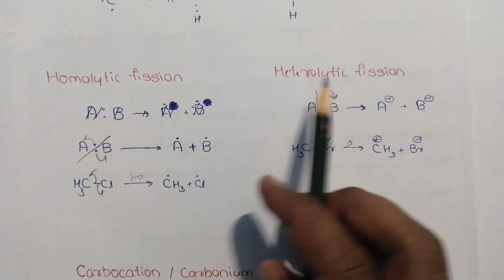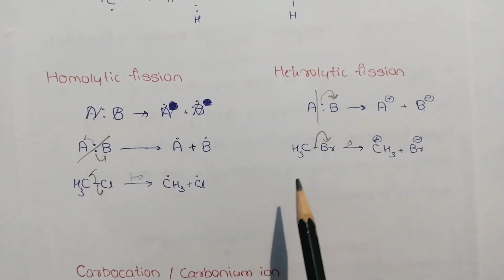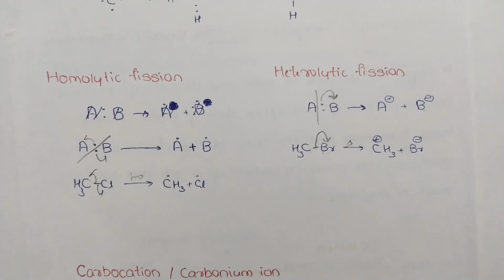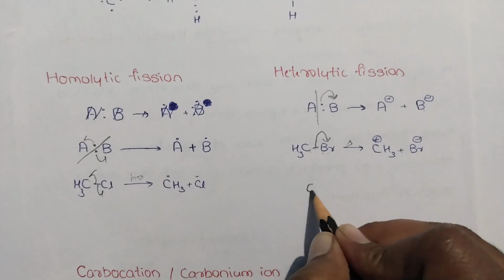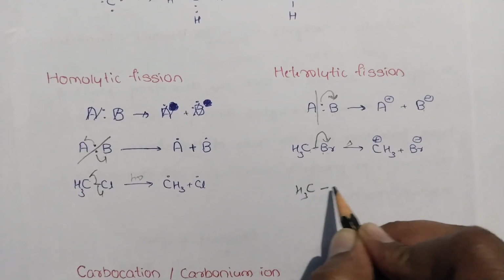So these fissions will decide which type of intermediates will form. Let's take another example for carbanion. Let's take CH3Z.